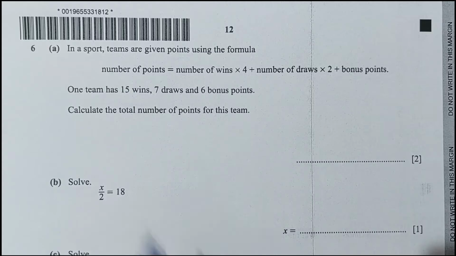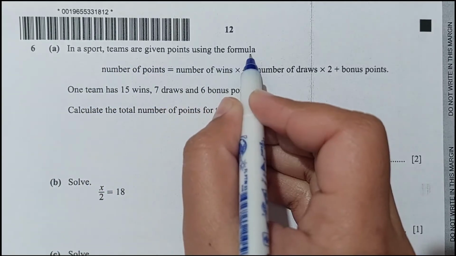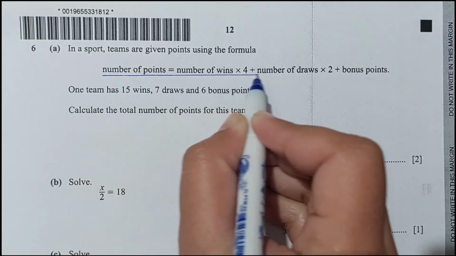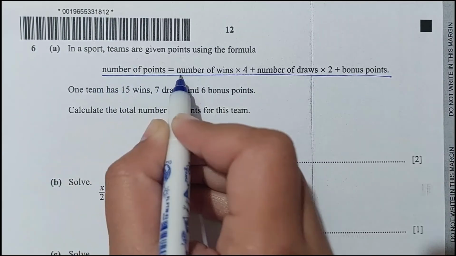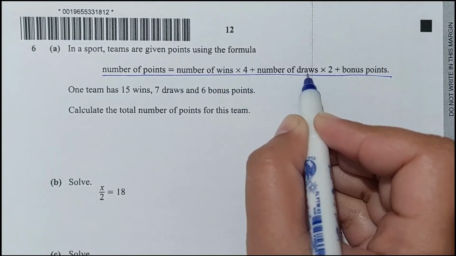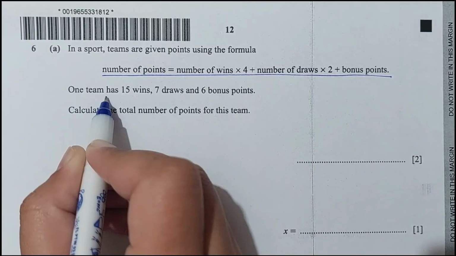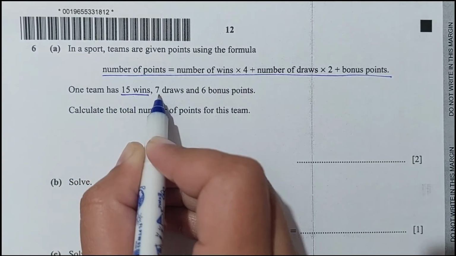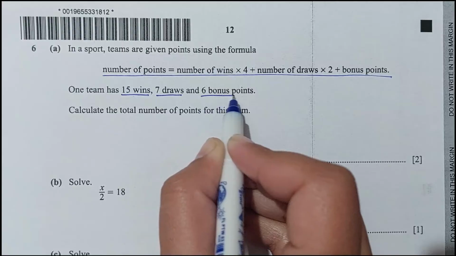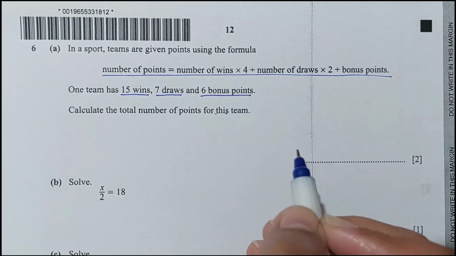Question number 6, part A. In a sport, teams are given points using the formula. This is the formula they have to use to give the points. Number of points equals to number of wins multiplied by 4 plus number of draws multiplied by 2 plus the bonus point. One team has 15 wins, 7 draws and 6 bonus points. Calculate the total number of points for this team.